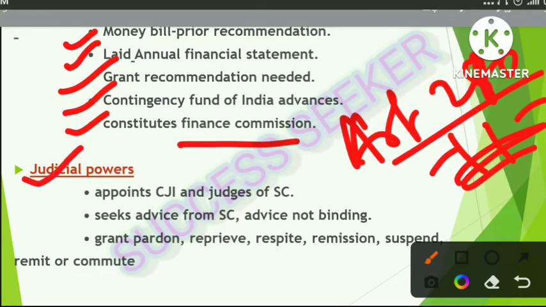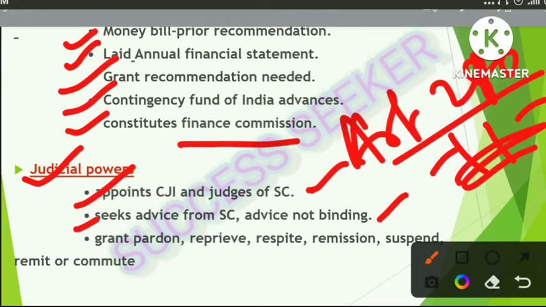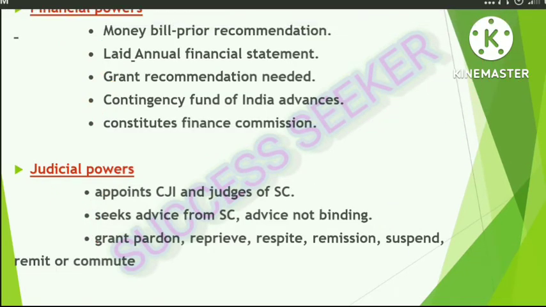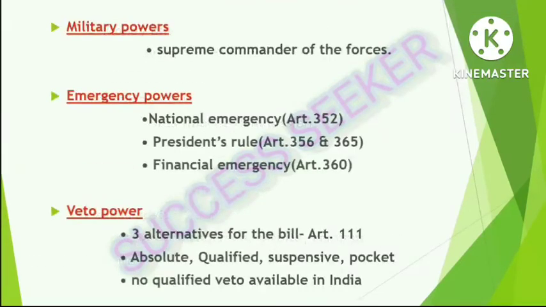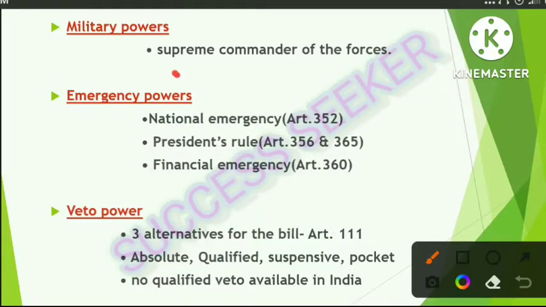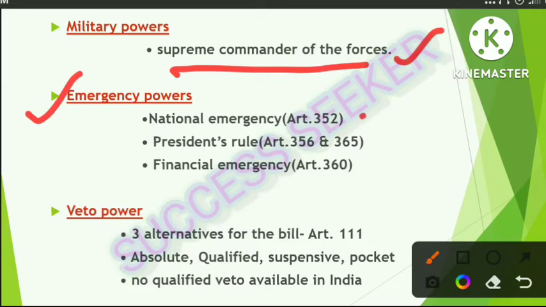Next is judicial power. What is the President's judicial power? The President appoints the Chief Justice of India and judges of the Supreme Court. The President seeks advice from the Supreme Court, but the advice is not binding on him. He can grant pardon, reprieve, respite, remission, suspend, remit or commute. Next, the President's military power. The President is the supreme commander of the forces. And what is the emergency power of the President? National emergency under Article 352 for the whole of India.